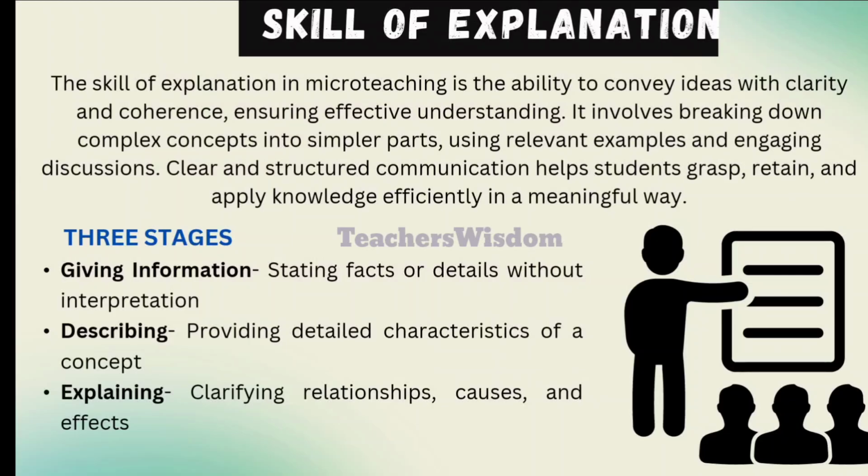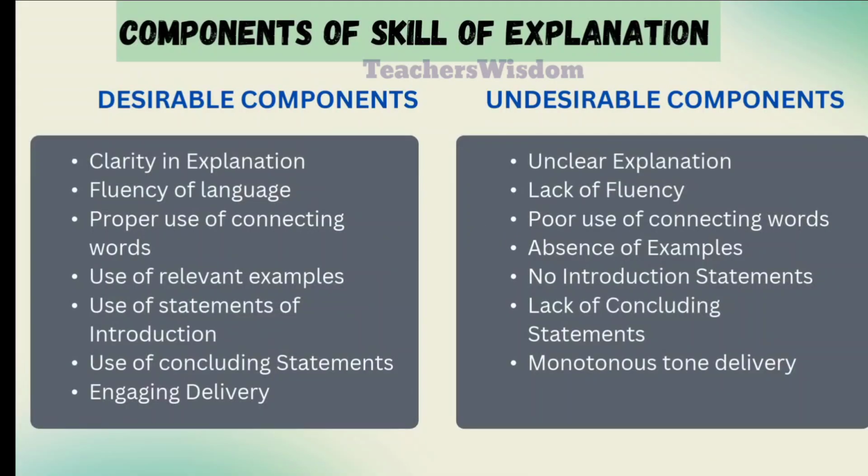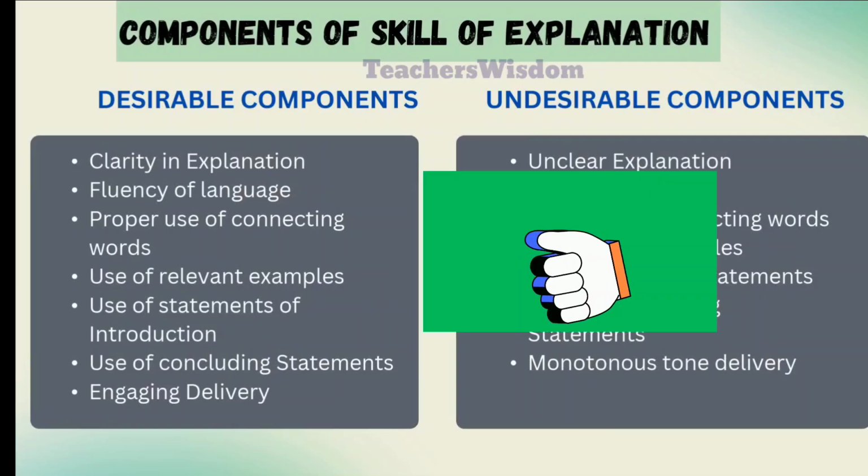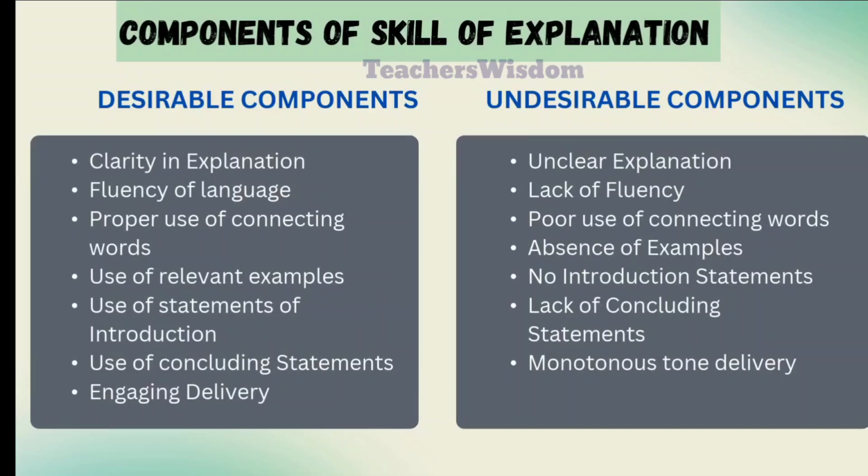What makes an explanation effective? This is also very important. So we will focus on desirable and undesirable components. These components are very important, and in the classroom we must focus on desirable components. They will have a positive impact on your teaching, and we should not focus on undesirable components, as they will have a negative impact on your teaching. So first, the desirable component is clarity in explanation. There must be clarity in your explanation. Students must clearly understand what you are teaching. So content must be clear and specific.